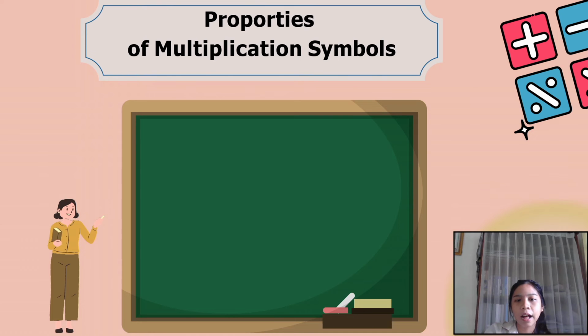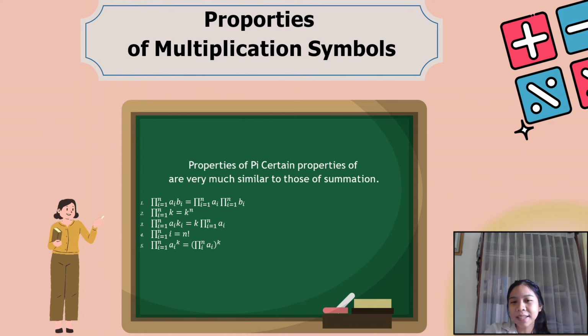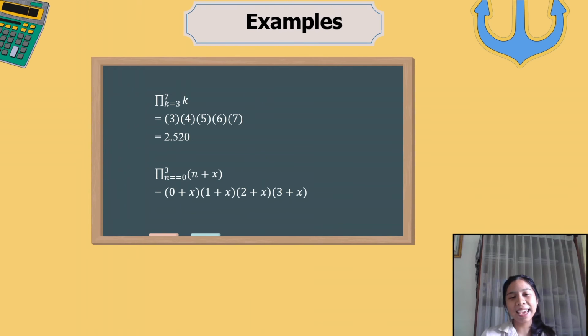The next, I will explain to you about properties of multiplication symbols. Properties of pi: certain properties are very much similar to those of summation. Okay, in this case, I have two examples for multiplication symbols. The pi of all k for k is equal to 3 to 7. It means that 3 times 4 times 5 times 6 times 7.